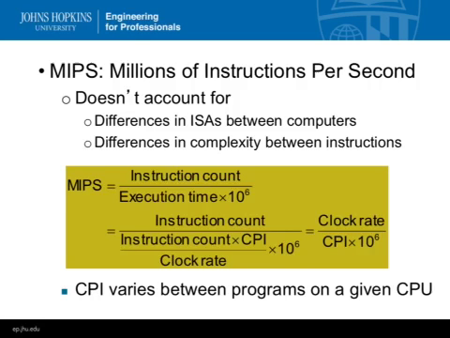Let's look at another performance measure, MIPS, just millions of instructions per second. It's the instruction count for a particular program divided by its execution time times 10 to the 6th. It can also be expressed as the clock rate for a computer divided by the CPI times 10 to the 6th.